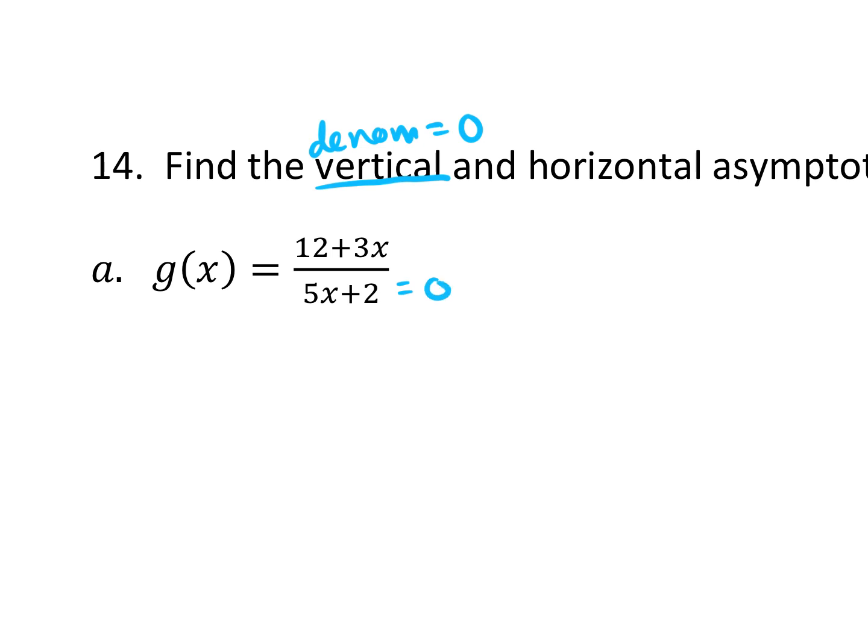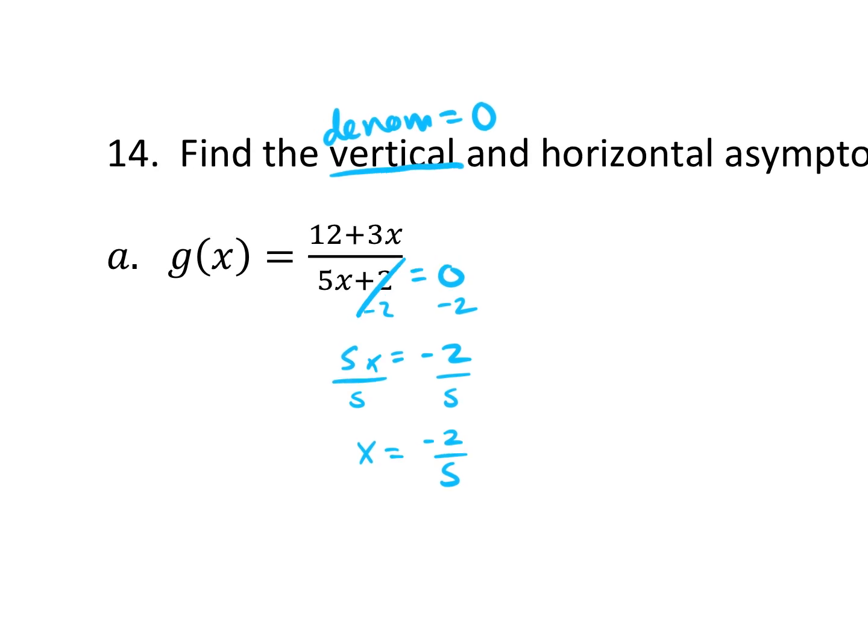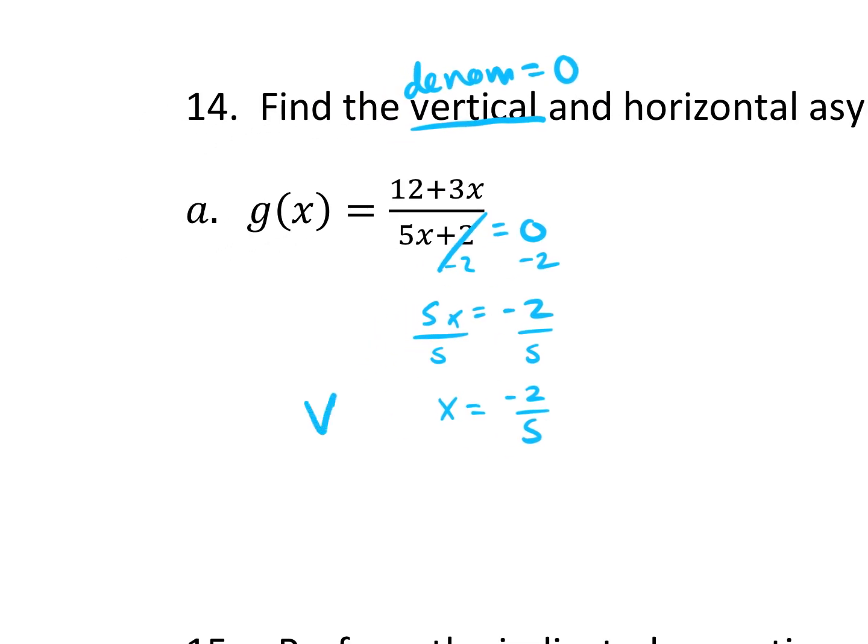So subtract 2 from both sides. 5x is equal to negative 2. Divide by 5. So x is equal to negative 2 over 5. So this is our vertical asymptote.